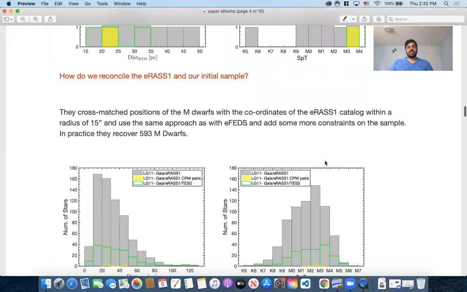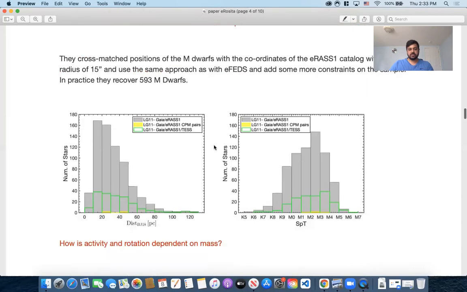How do we reconcile eROSITA and our initial sample? They cross-matched positions of the M dwarfs with the coordinates of the eRASS1 catalog within a search radius, and used the same approach as with the EFEDS and added some more constraints on the sample. This way they recovered 593 M dwarfs, and these are the distributions for the same.